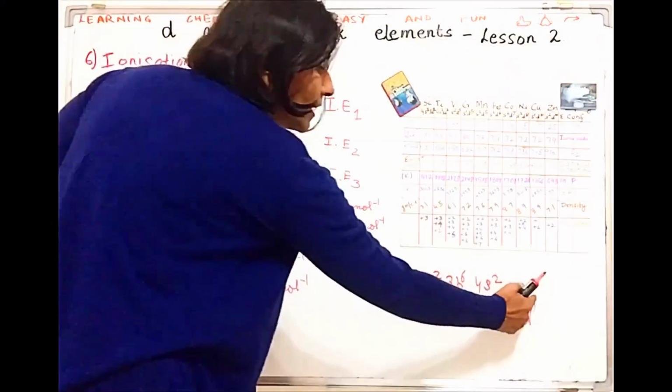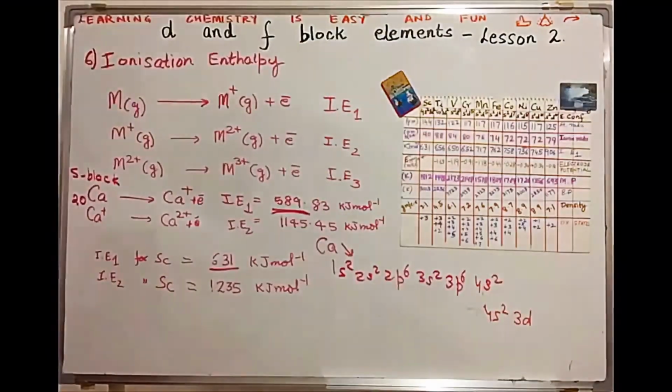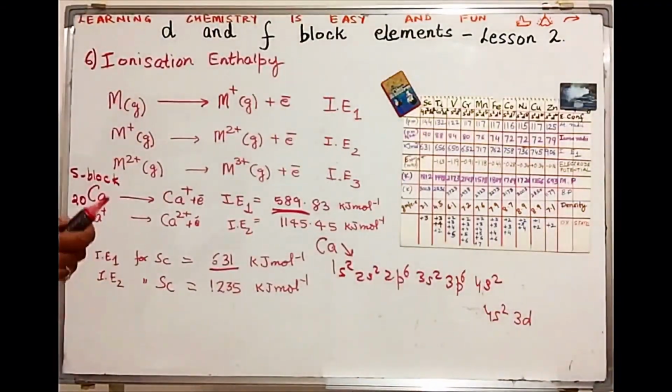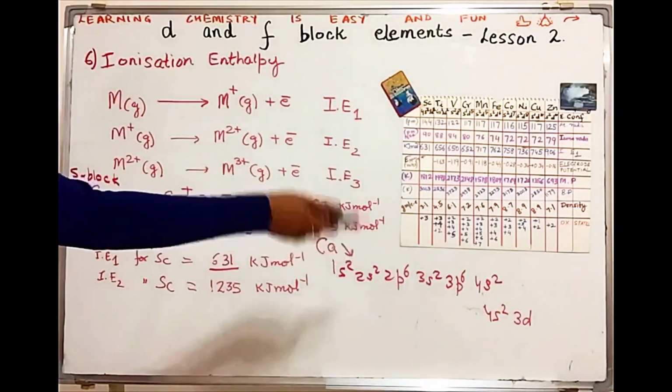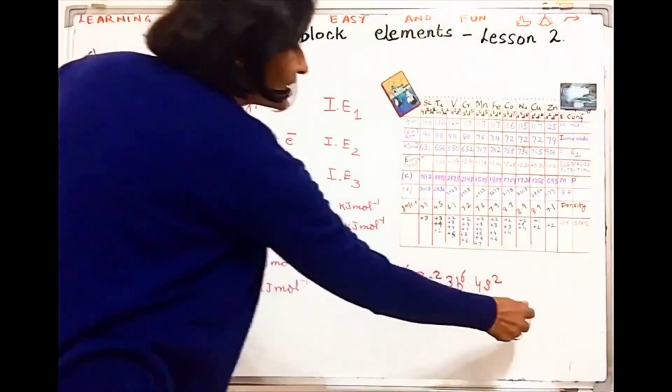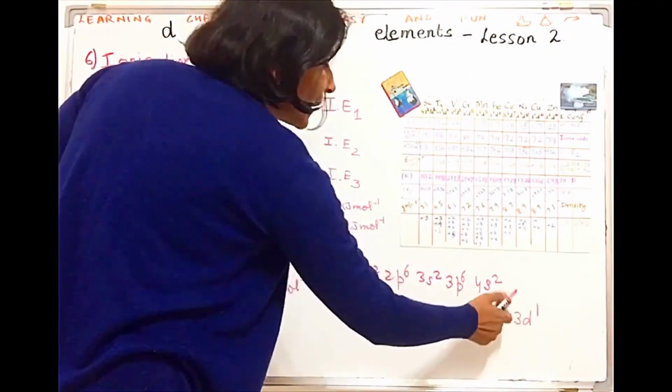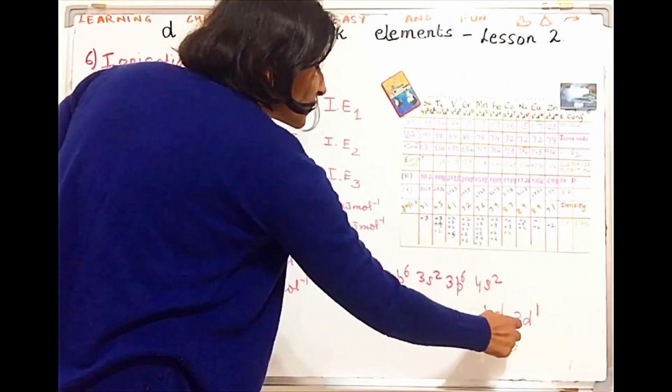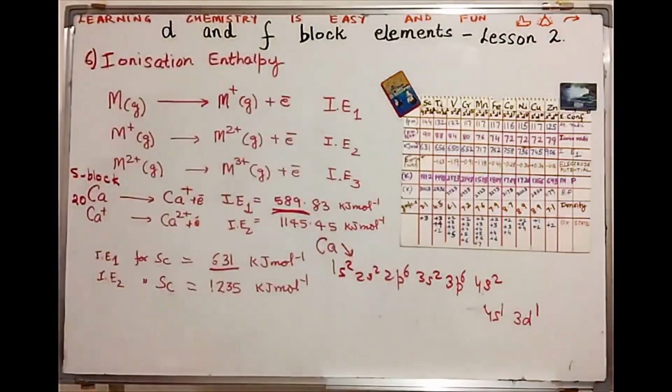See over here, when it is Sc+, its electronic configuration is 4s2 3d0, right? Now if we need to move the electron, this will be 3d1 and the electron will go off from 4s1. Now what is there is Sc+.